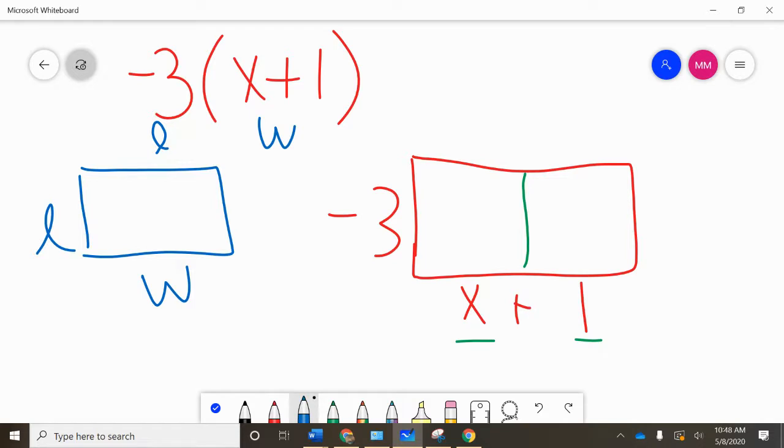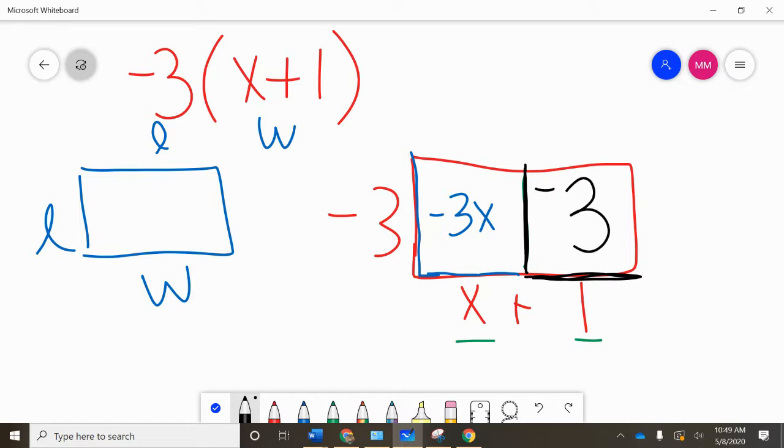So this first rectangle has the length of -3 and the width of x. When we multiply those together, we get -3 times x. Then we're going to repeat the process for the second rectangle. Again, the length of it is -3 and the width is 1. So we're going to do -3 times 1 to give us a -3. We'll add them together to get -3x minus 3.